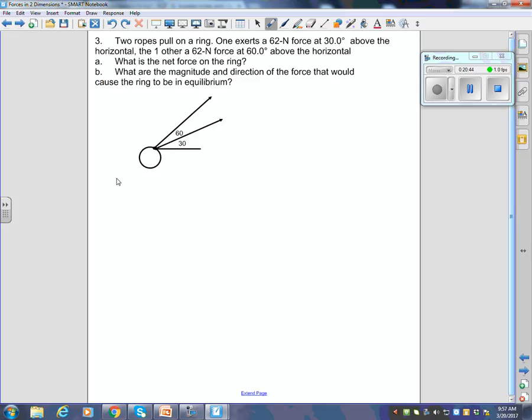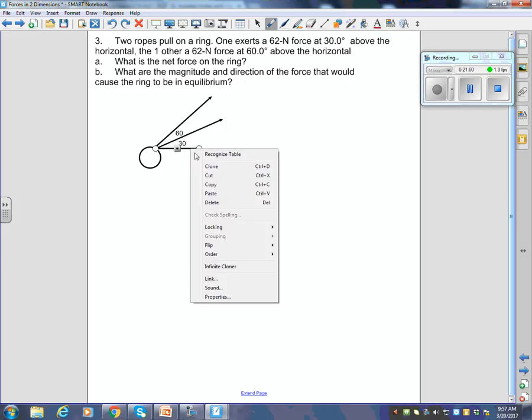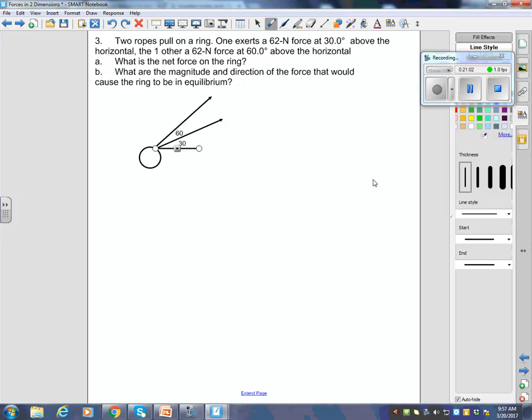Okay, this is kind of the same thing, except they're not at right angles to each other, so you're going to have to use components, right? So you've got two ropes. Why is there, what is this? Oh, that's just for the angle. That's not anything. That's just there for the angle, right?